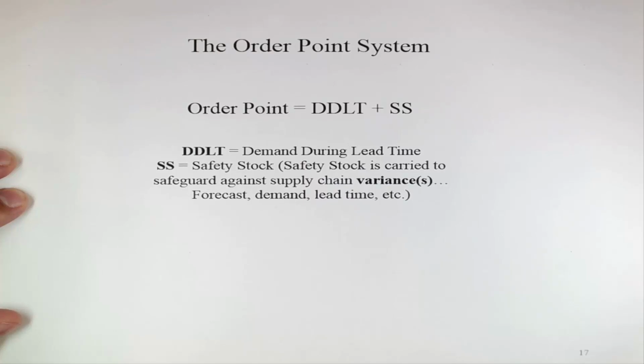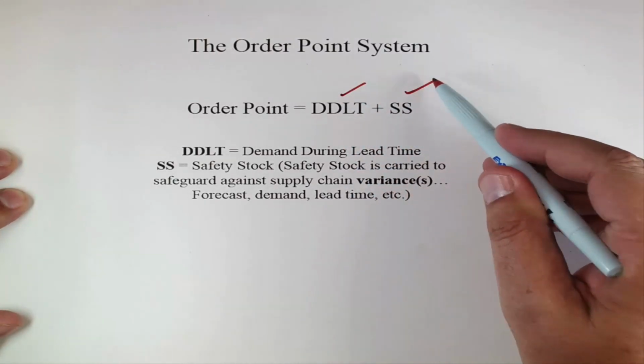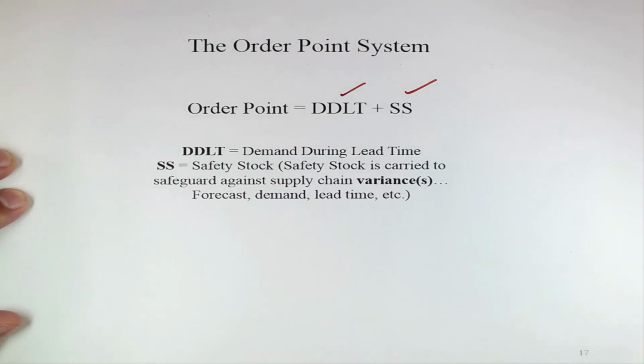Let's continue our conversation on the order point system, focusing in on the two elements of a simple equation: demand during lead time and safety stock. To reiterate, demand during lead time, as the name would indicate, is the actual demand for a product during the lead time within which we are replenishing that product.